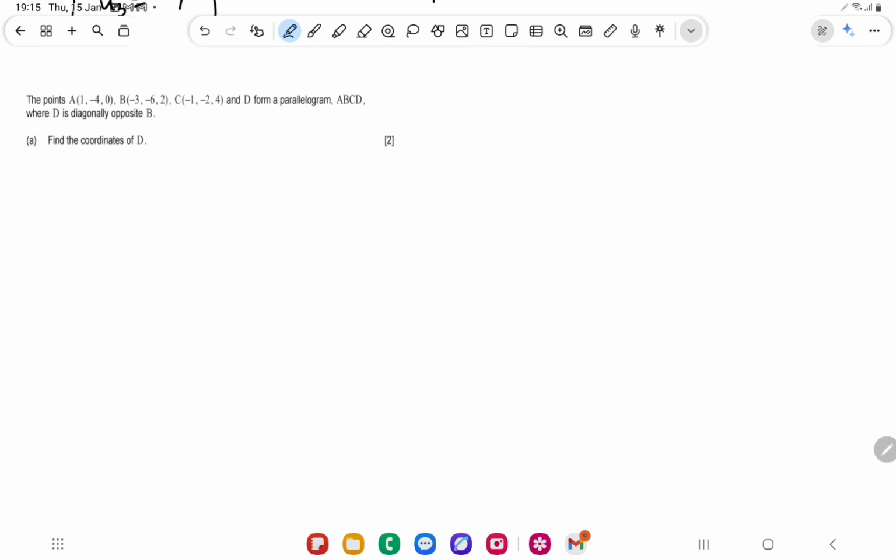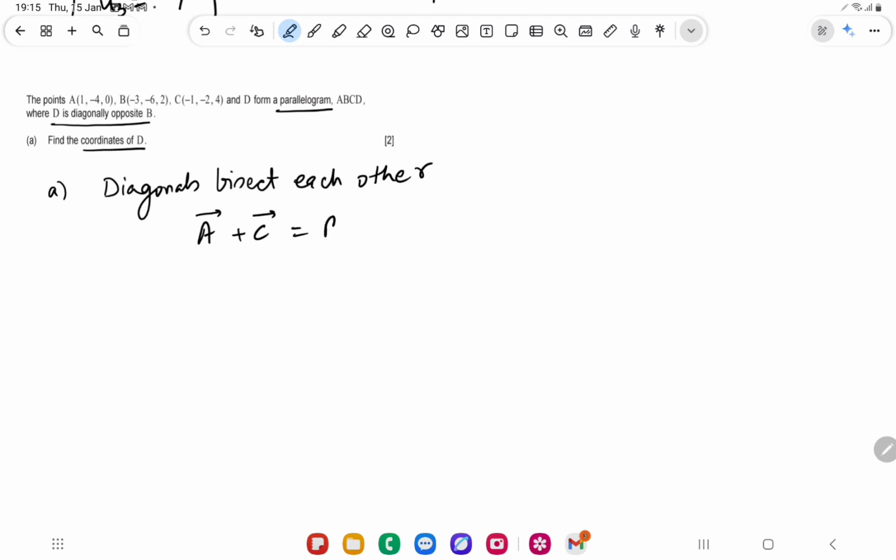In this question we have 4 points A, B, C, D, out of which we are given the coordinates of A, B and C only, and it is a parallelogram where D is diagonally opposite to B. We have to find the coordinate of D. To find the coordinate of D, we know that diagonals bisect each other. I will write first for a parallelogram, so I can write that A plus C is equal to B plus D. So from here I can write D as A plus C minus B.